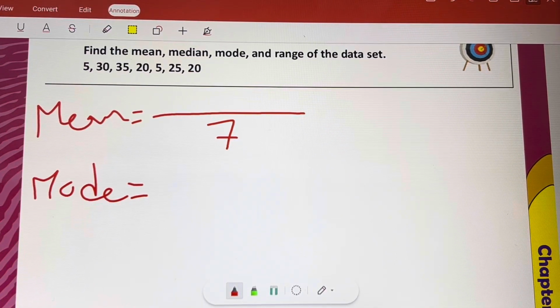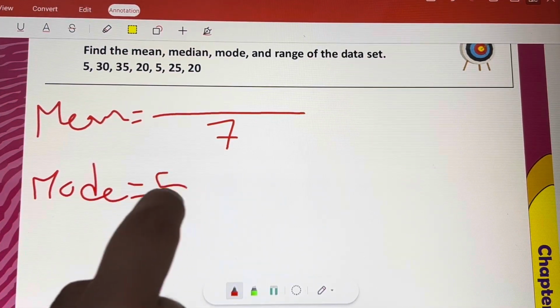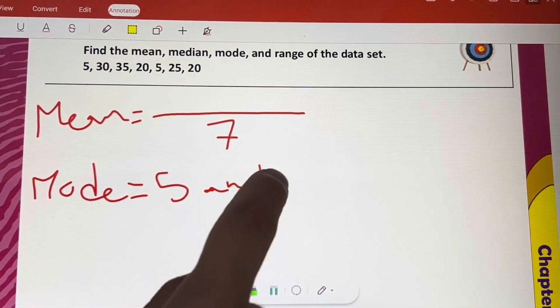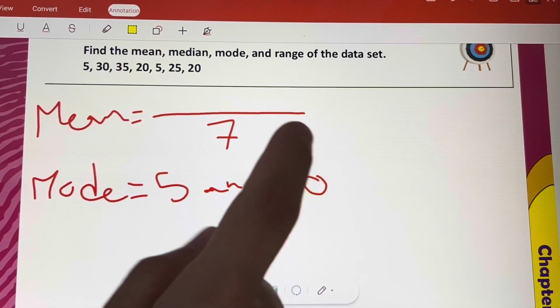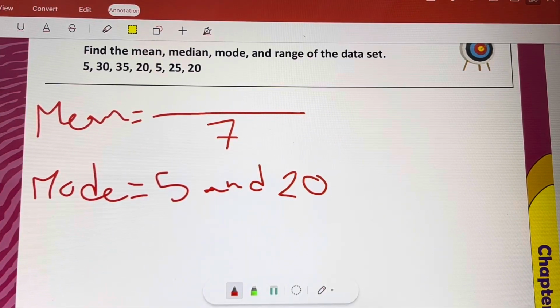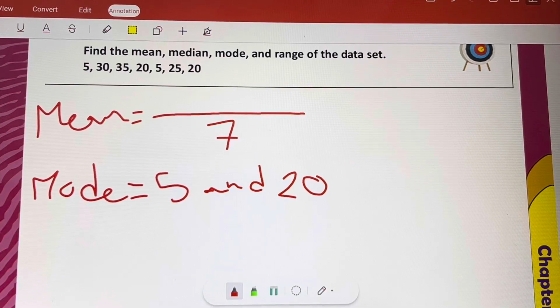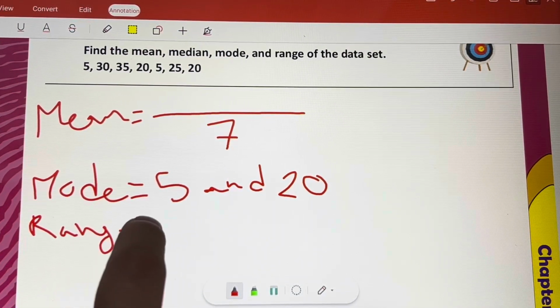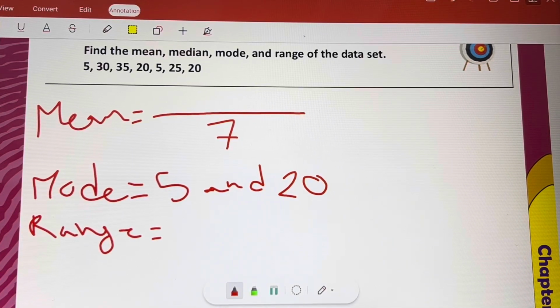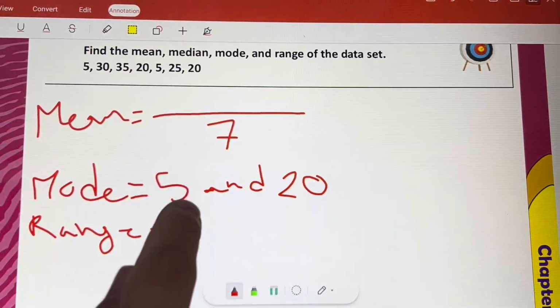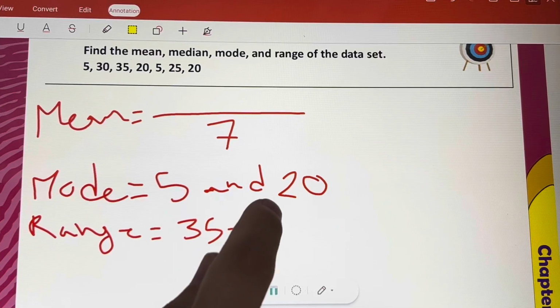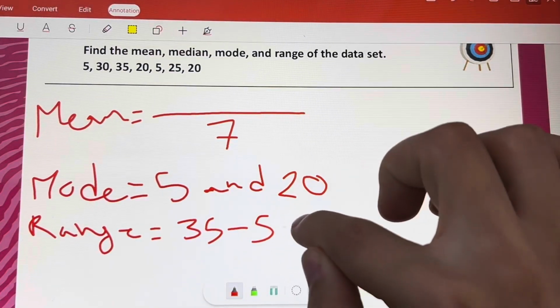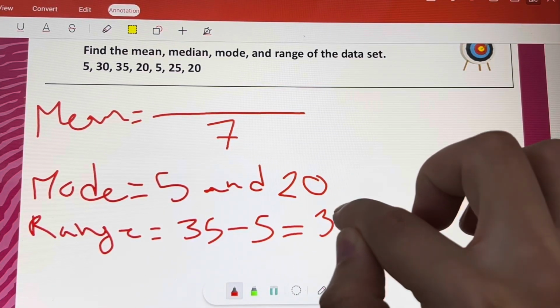5 and 5, 20 and 20. Those 2 numbers are repeated. So the mode is going to be 5 and 20. Do you see, students? If you go with the rule, you will know how to answer the question. Also, we've got range. Range, we said, is the difference between the smallest and the largest numbers. So the largest here is 35 and the smallest number is 5. 35 minus 5, I'll get 30 as the range.